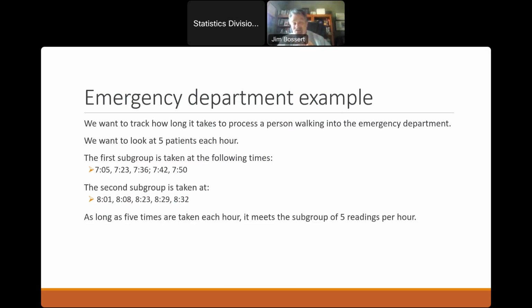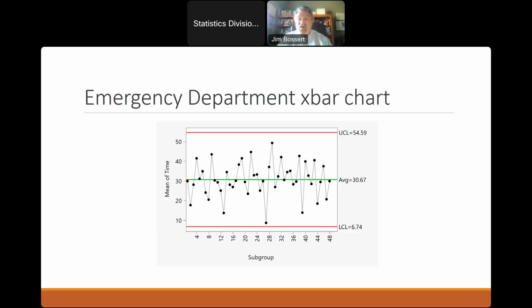Ideally, I want to change it so I'm not always taking it at the exact same time, because there may be something going on that takes place at a regular interval that I might inadvertently get. That's why you want to look at it and take your times. Okay, so we've got those. Here's what the X bar chart looks like. The X bar is 30.67 minutes. So we're saying it's 31 minutes on average you're going to wait before you're seen by a doctor.